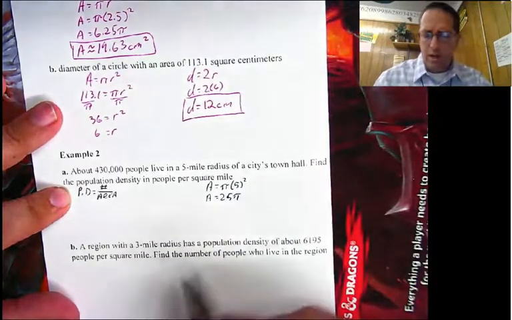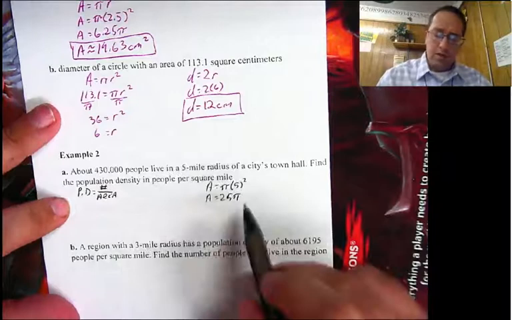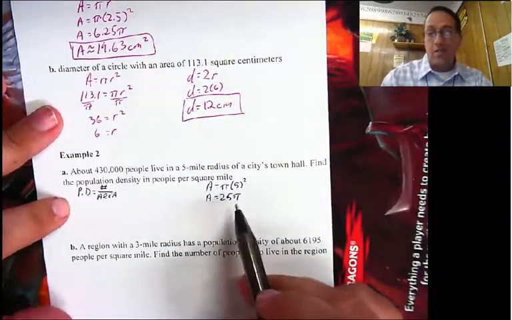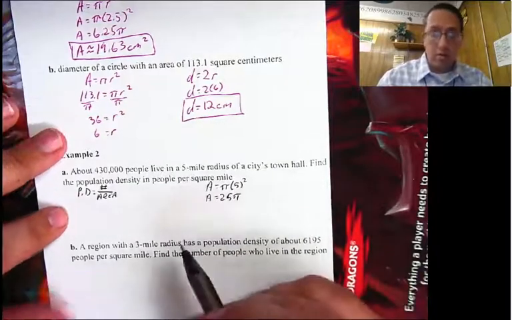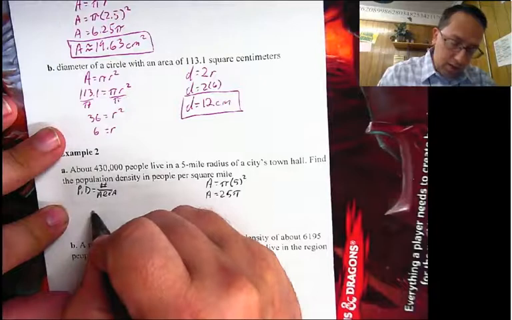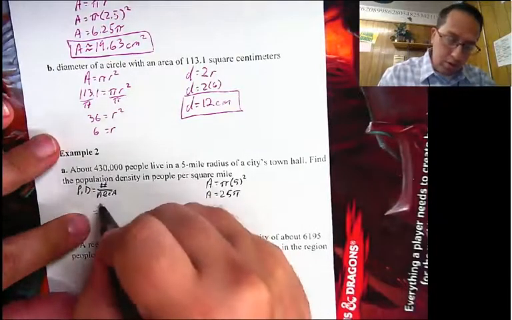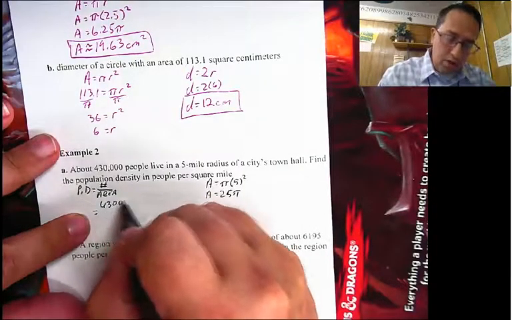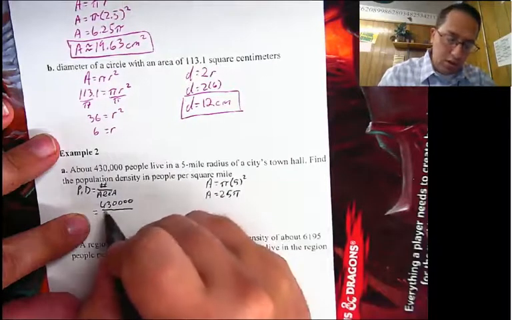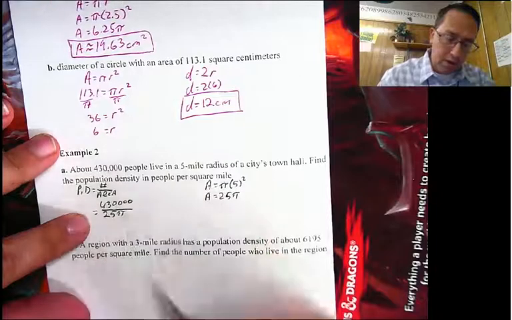And I'm going to leave it like that. Okay, again, save that pi for the end. And so if we leave it like this, I don't have to round it off yet. And the less rounding, the better. So we're going to take that, plug that in. So population density equals the number of people, 430,000, divided by the area, which is 25 pi.